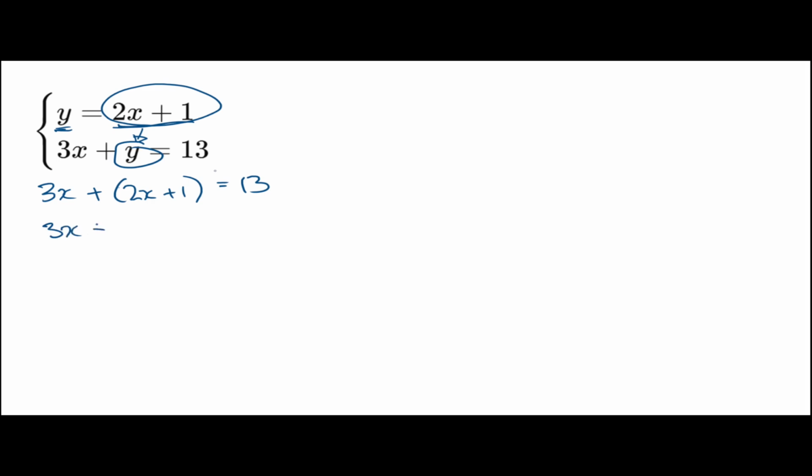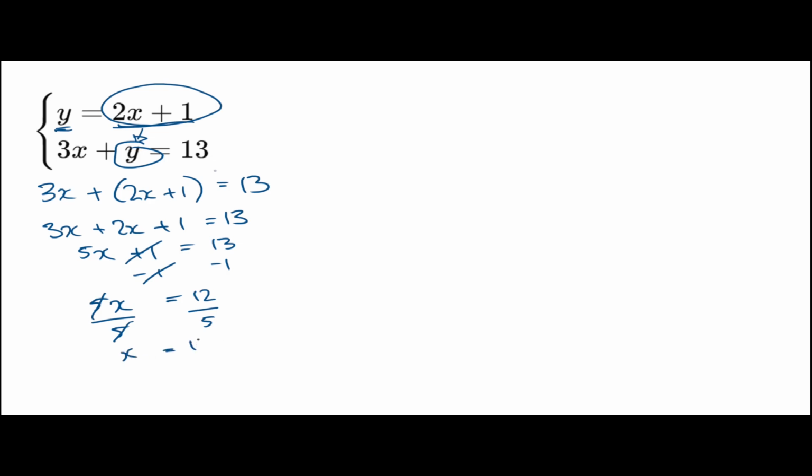So getting rid of the brackets, 3x plus 2x plus 1 equals 13. So 3x plus 2x is 5x, plus 1 equals 13. I'm going to take 1 away from both sides. They're going to cancel. And 5x is going to be equal to 12. Then I'm going to divide both sides by 5. They're going to cancel. And x is 12 over 5.